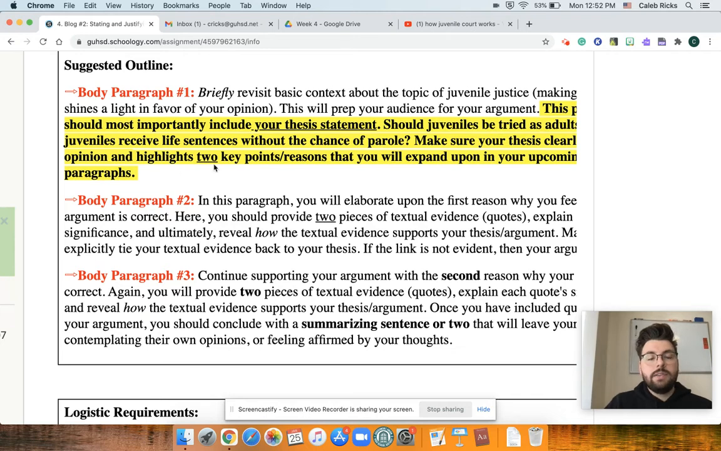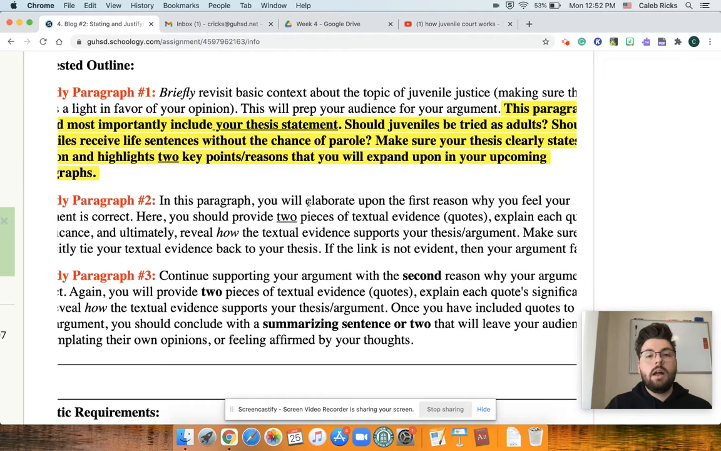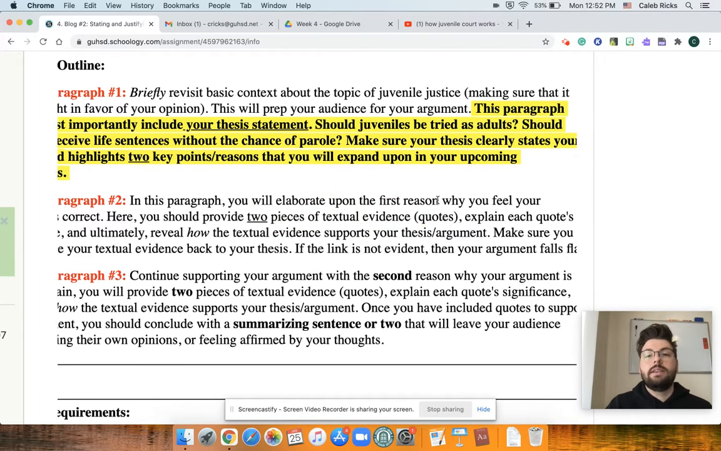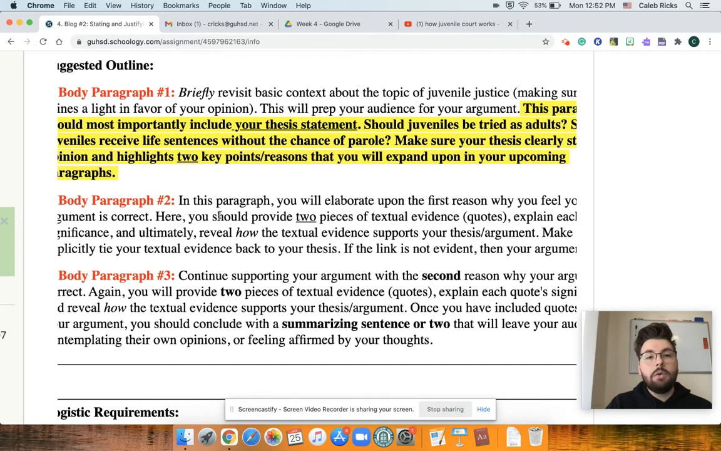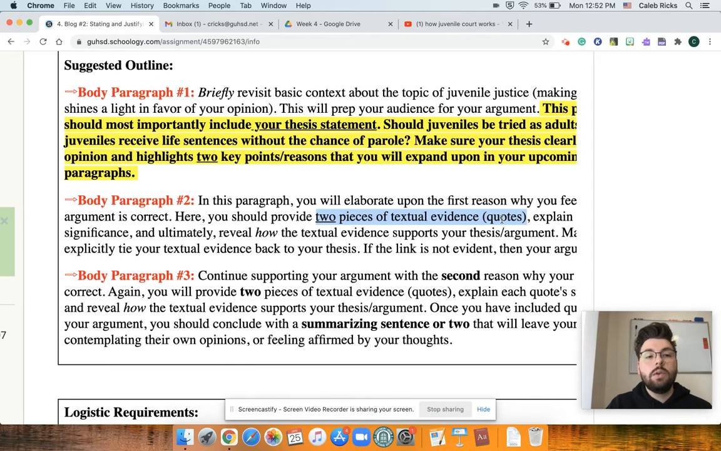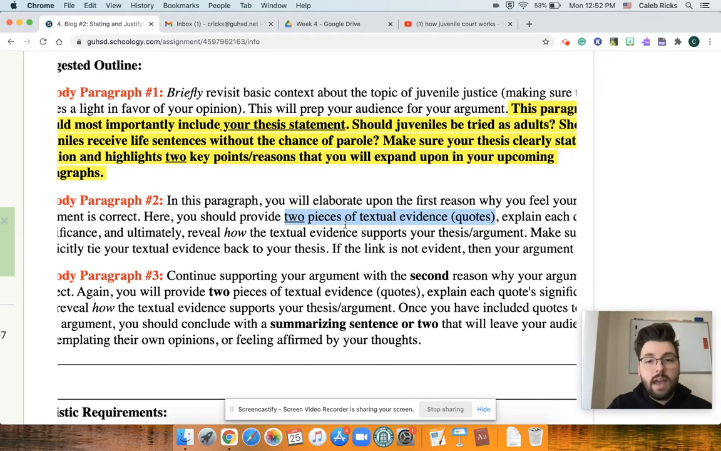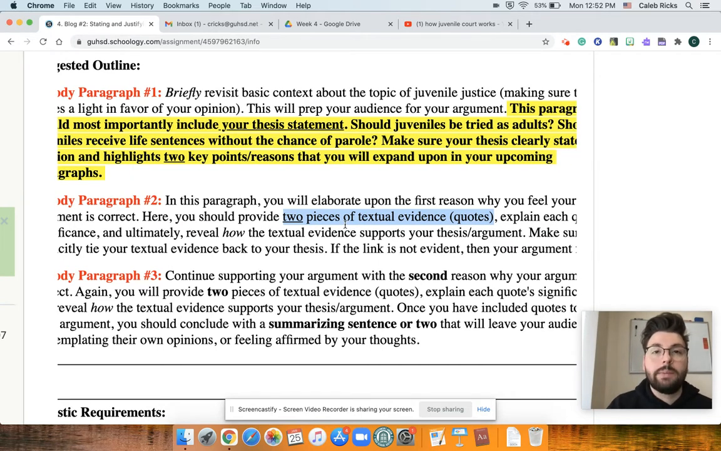So after your intro and stating your thesis, you're going to move to body paragraph number 1, in which you will elaborate upon the first reason why you feel your argument is correct. So here you should provide at least 2 pieces of textual evidence or quotes, explaining each quote's significance and ultimately revealing how this evidence supports your thesis or argument. Remember, we need to tie that textual evidence back to your thesis statement.